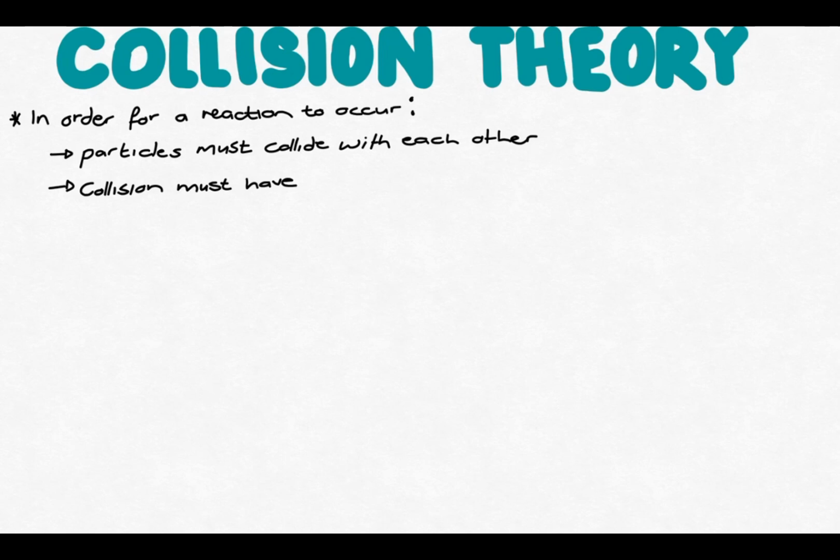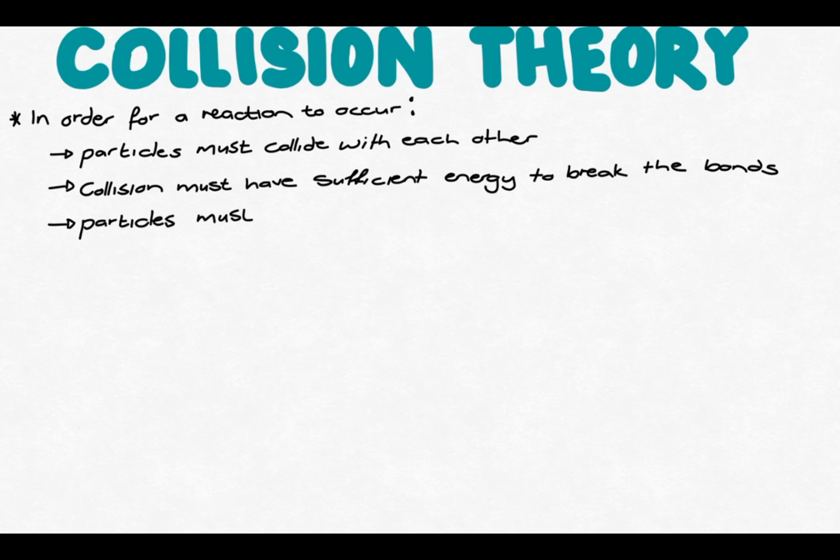So the particles must have enough kinetic energy to overcome the activation energy barrier. This is the minimum energy needed for a reaction to occur. If they collide with less than this energy, then no reaction will happen. But if they collide with enough or more energy, the reaction will happen. Lastly, the proper orientation is needed. So the particles must collide in the correct orientation for bonds to break and new bonds to form. Not all collisions lead to reactions, only the ones with the right alignment do.